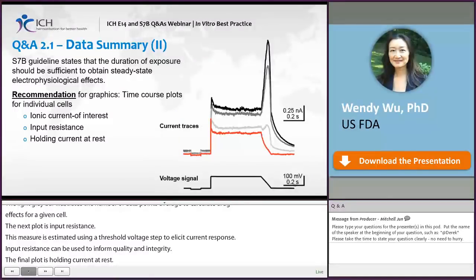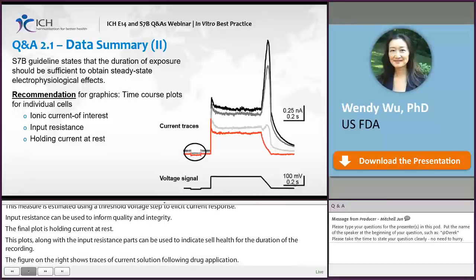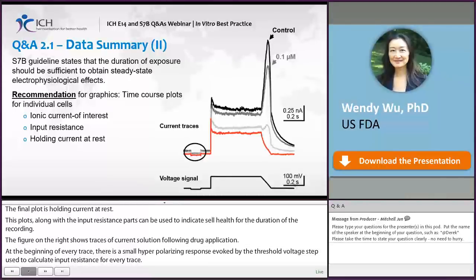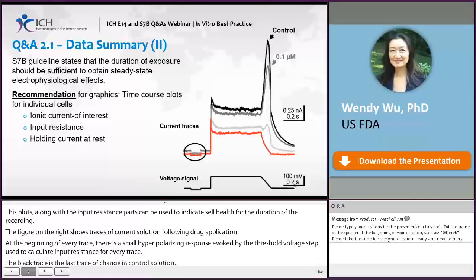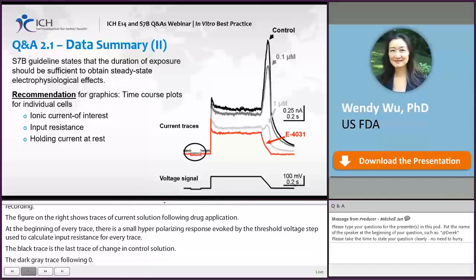The figure on the right shows hERG current traces obtained in control solution and following drug application. Note that at the beginning of every trace, there is a small hyperpolarizing response evoked by a subthreshold voltage step, and this is used to calculate input resistance for every trace. The black trace is the last trace obtained in control solution. Dark gray trace following 0.1 micromolar application of the drug. Light gray following 1 micromolar application. And finally, the red trace is following a saturating concentration of the hERG channel blocker E4031.